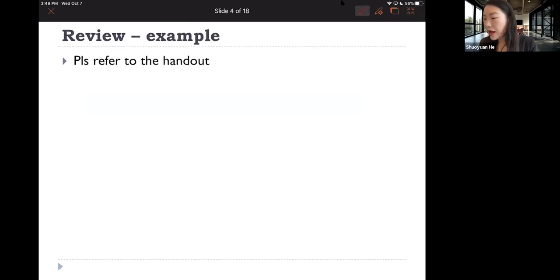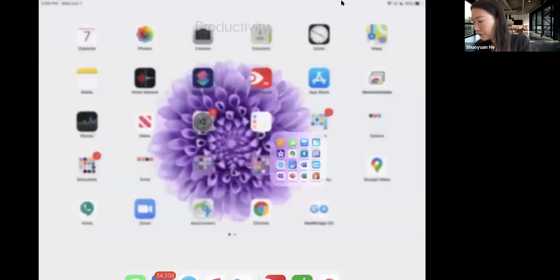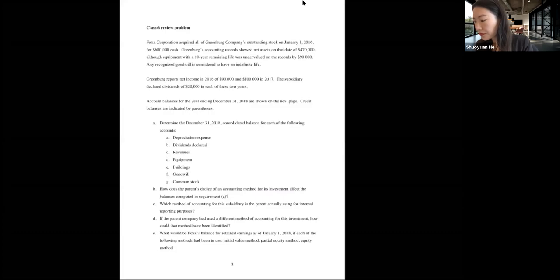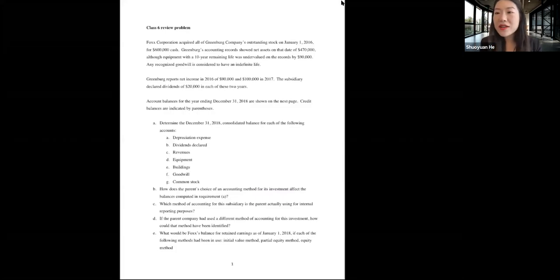So as part of the review, let's now look at an example. If you go on Island, you should be able to see a blank page of this review problem. First take 10 minutes and try to work on it on your own. Then you can pause your video for now, and after you have tried yourself, you can come back to listen to my explanation of this problem.